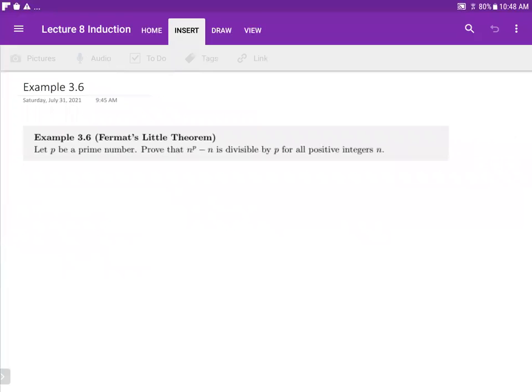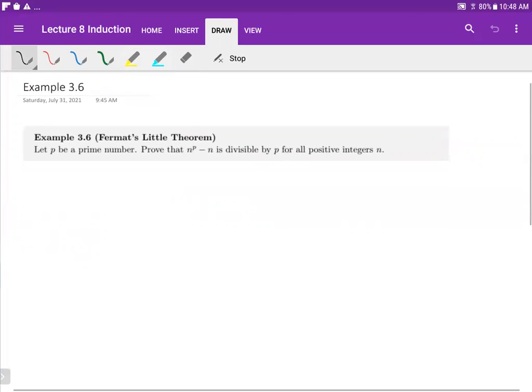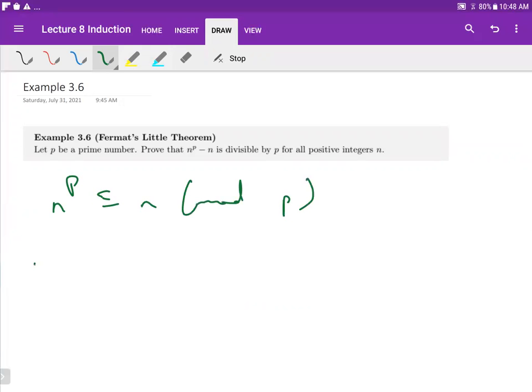All right, so this is example 3.6, Fermat's Little Theorem. This theorem also comes up pretty often. So let p be a prime number, and let us prove that n to the p minus n is divisible by p for all positive integers n. There's other ways to write this. If you recall our lecture on modular arithmetic, n to the p is n mod p, and this also implies that n to the p minus 1 is 1 mod p, right? But yeah, this is basically how Fermat's Little Theorem is generally used.